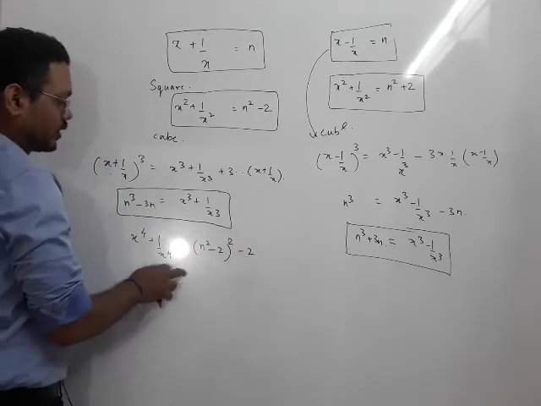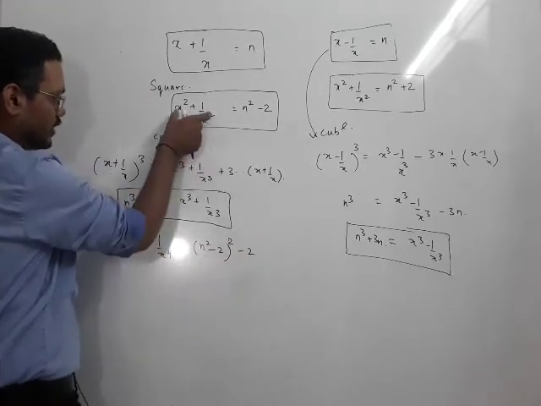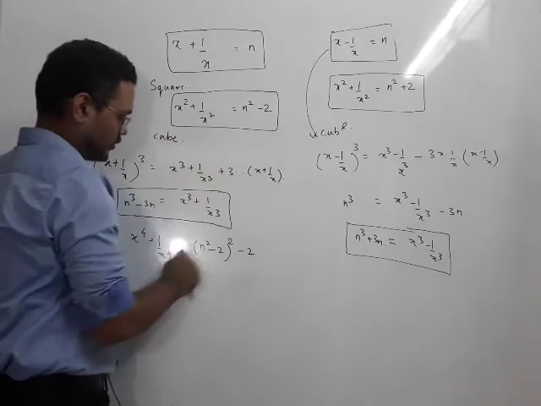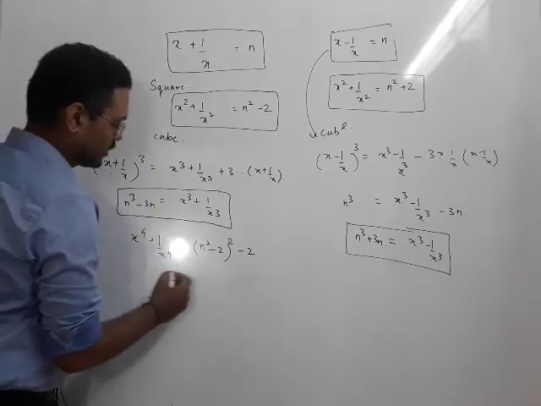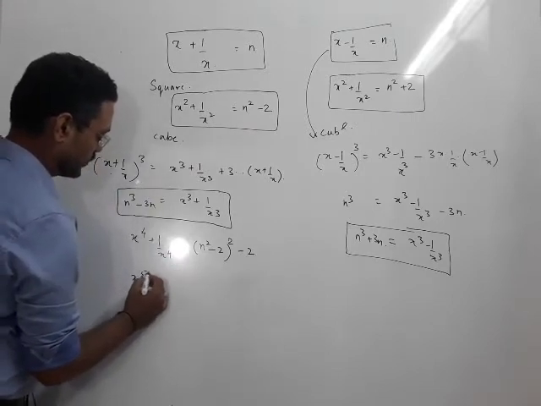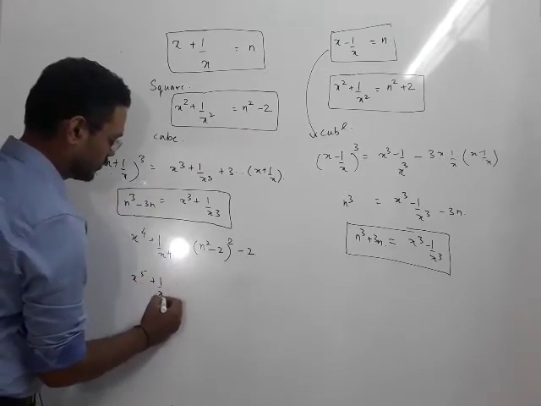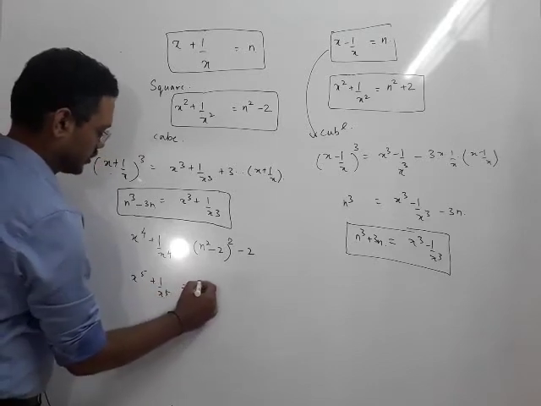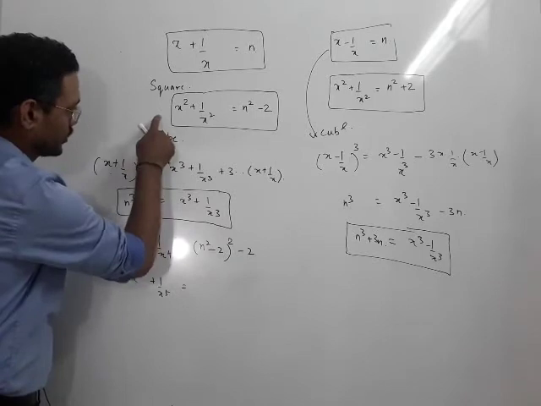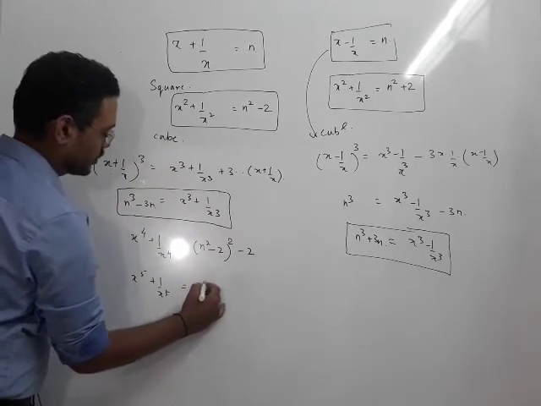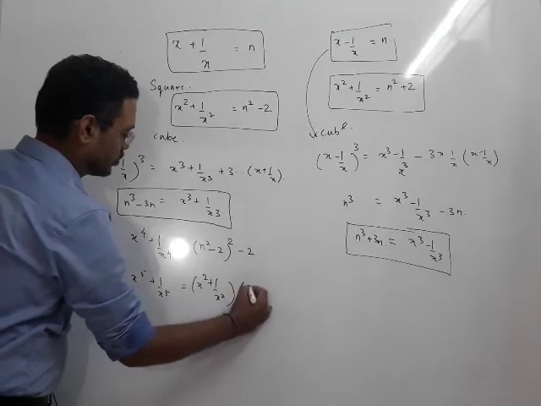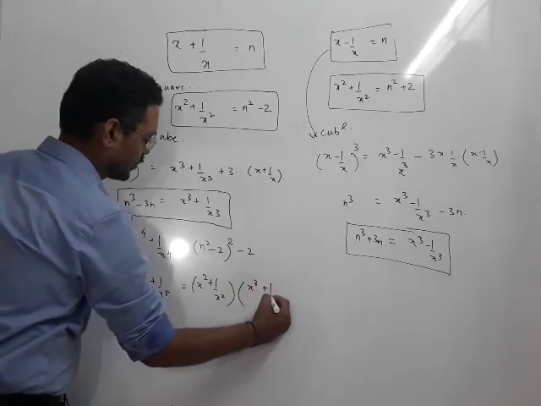It's nothing else. You take this as a single term, then if you expand it, you will get this. Similarly, if you have to get x raised to 5 plus 1 by x raised to 5, it will be x square plus 1 by x square into x cube plus 1 by x cube.